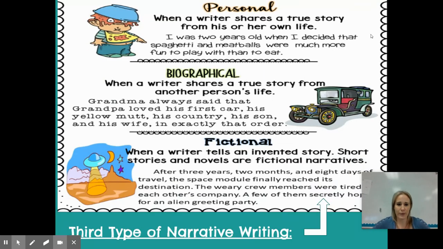The third type of narrative writing that we are going to be learning about is fictional. And guys, this is in your packet too, the 3 types of narrative writing. It's when you're coming up with an invented story. This is going to be a not true story. It can be kind of outlandish and fantasy and totally crazy, or it can be realistic fiction. It could be based on something real, but you veer off and it becomes made up. So personal narrative, biographical narrative, fictional narrative, the 3 types of narrative writing.